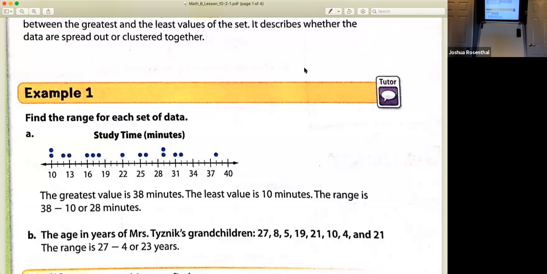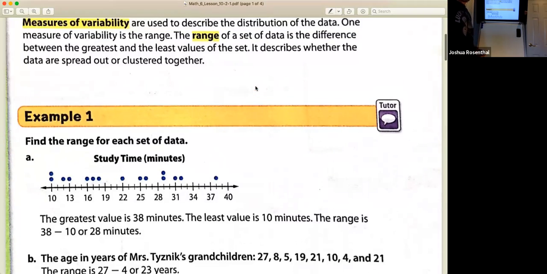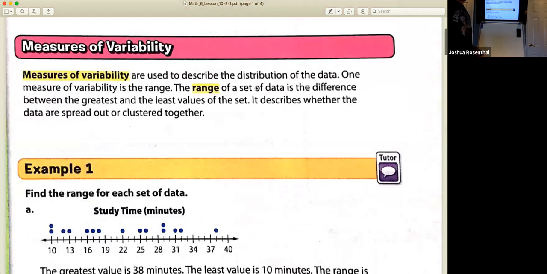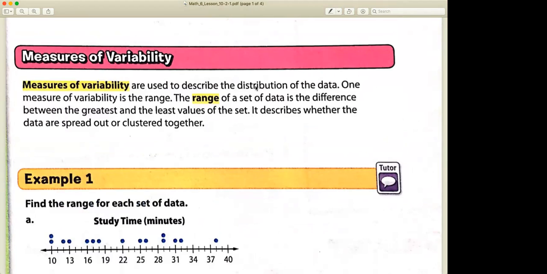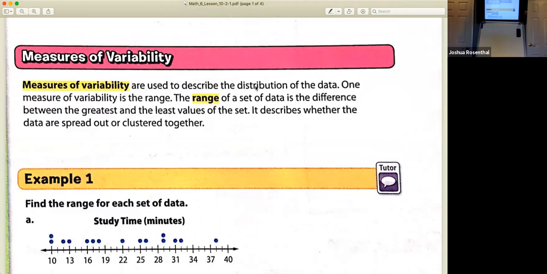All right. Measures of variability. Great. There's a problem up there. You can try to read what range is and then see if you can answer the problem. Can I type my answer in the chat? That would be great.